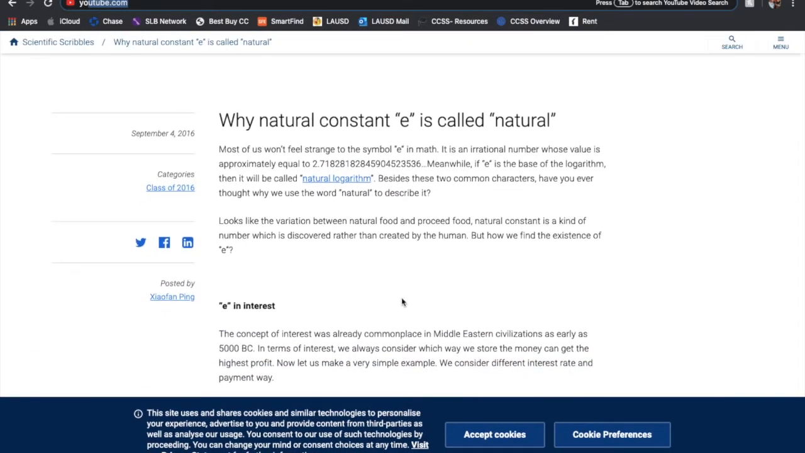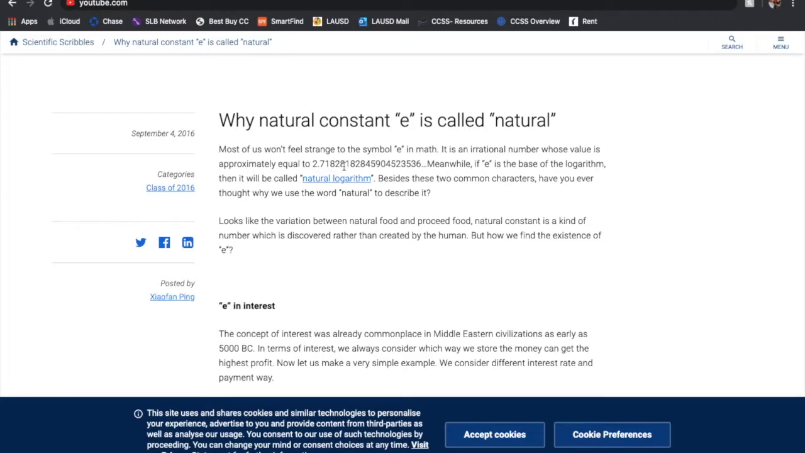I found this article really interesting, and I kind of want to highlight some things to you all. So first of all, e is a constant. e does represent a number. It is not a variable, right? And that number is 2.718, and so on and so on.